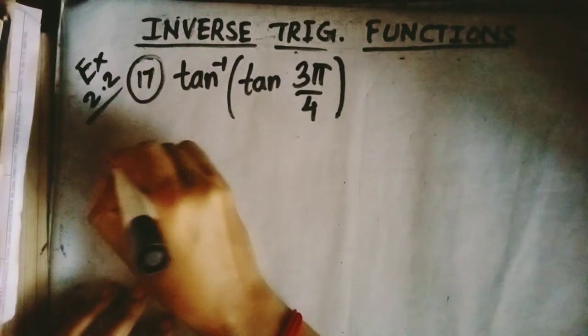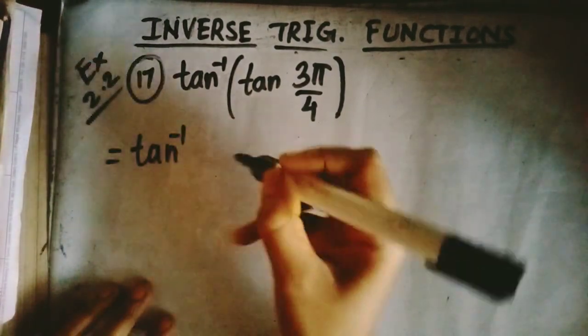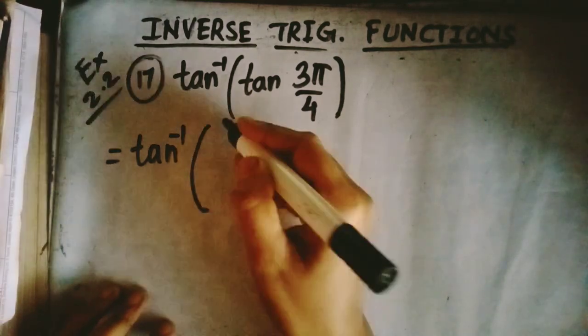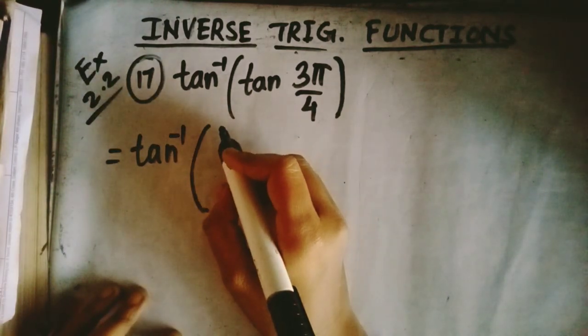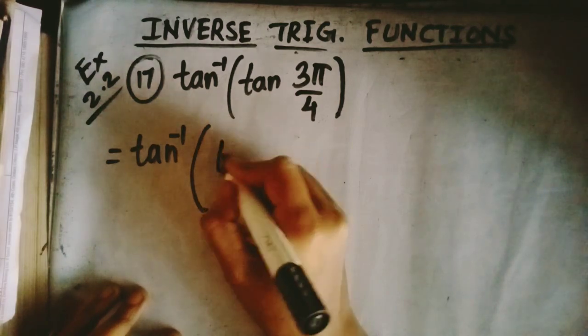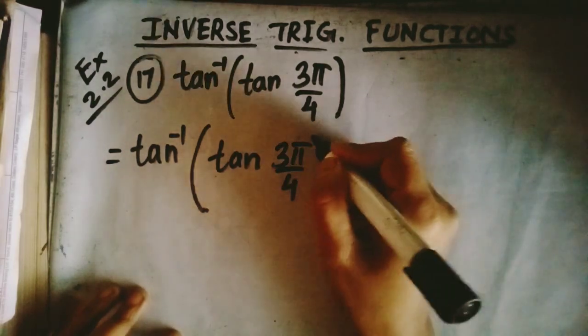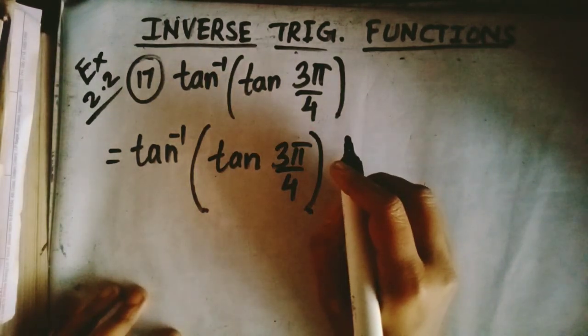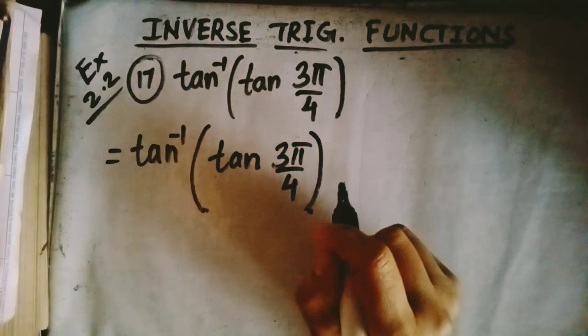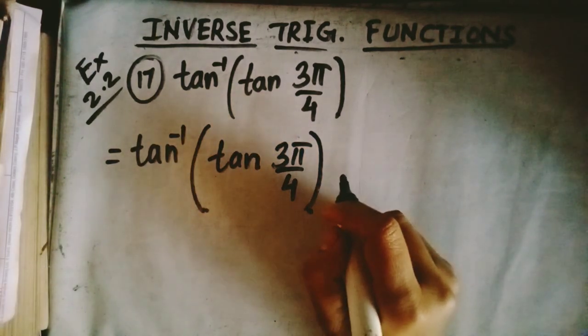So we'll write this as tan inverse of tan of 3 pi by 4. Okay, so this is pi minus 3 pi by 4, so it will be 4 pi minus 3 pi, right?